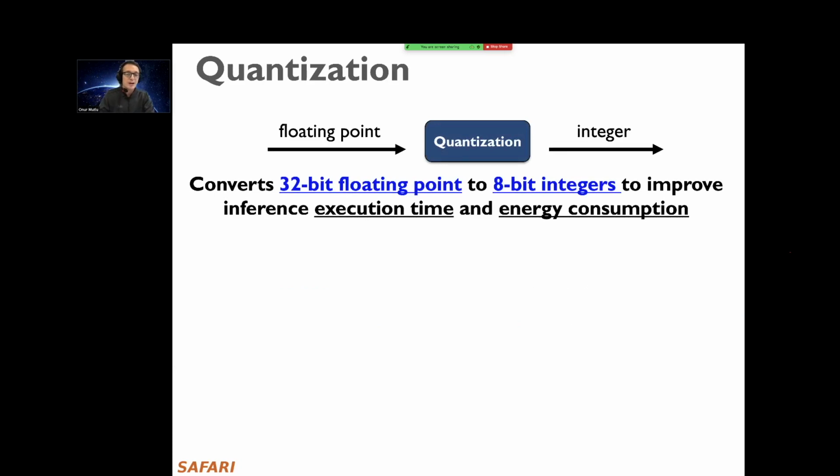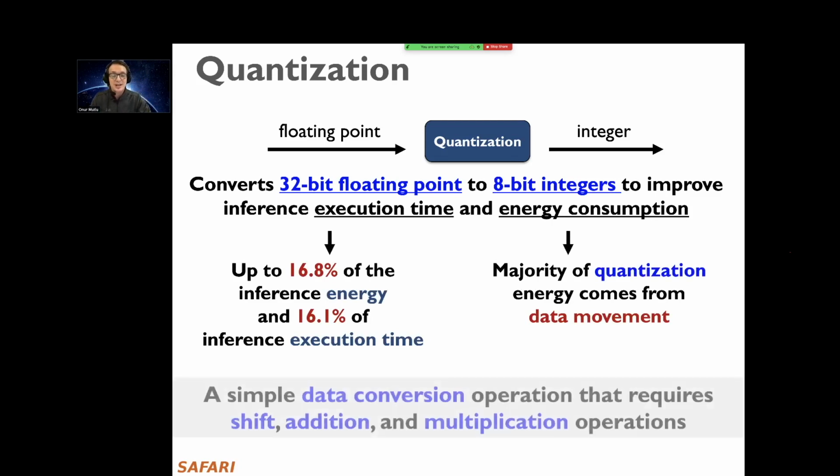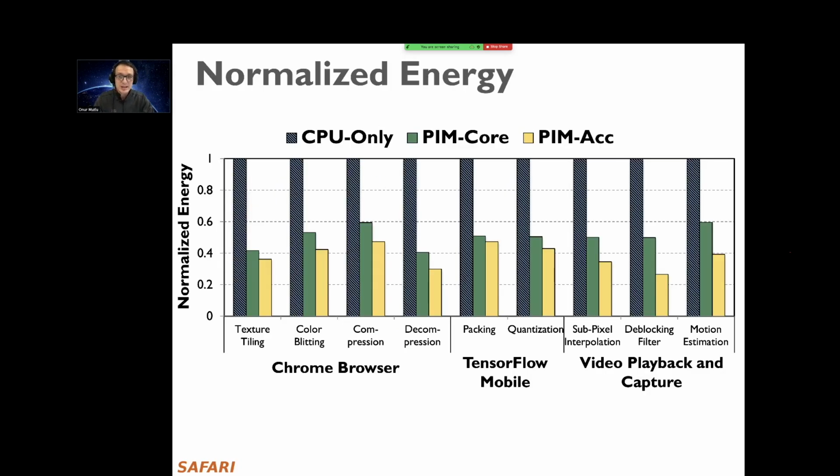Quantization is employed by all neural networks that I know of. You basically, instead of using large, complicated data types, you use small, simple data types to improve inference execution time, energy, and consumption. And quantization is also a simple data conversion operation. And you can actually offload these to simple cores or more sophisticated accelerators specialized for doing this on the memory side, and you get significant benefits, as you can see over here.